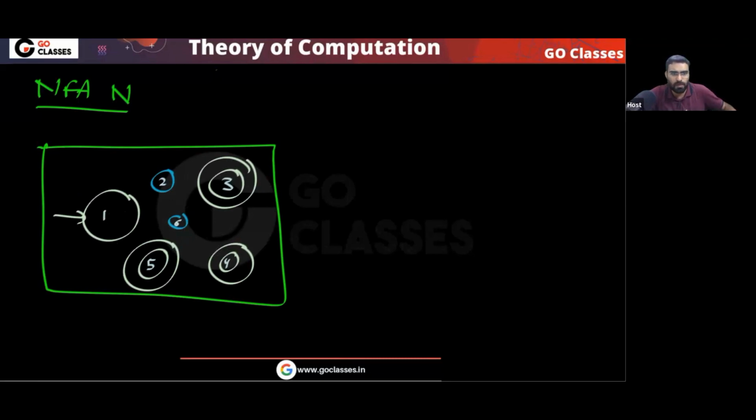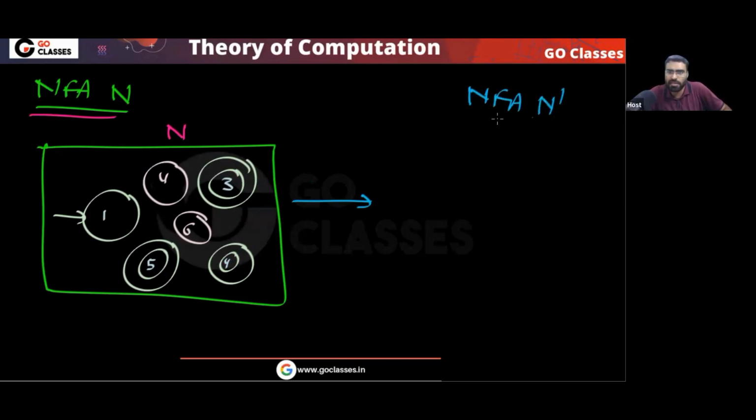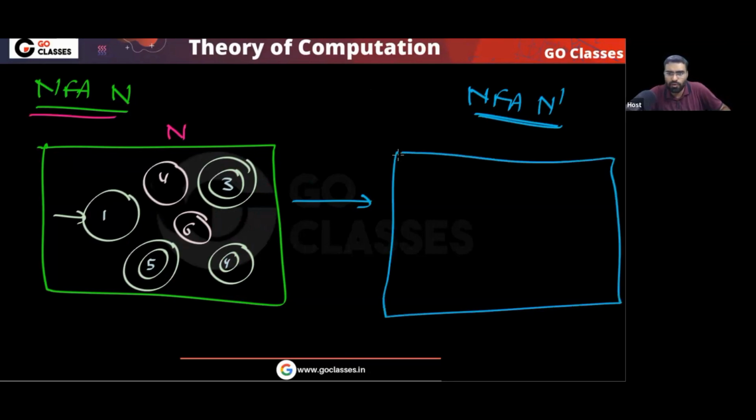Now you can notice in this NFA N there are 3 final states. But I want a single final state. So what I can do is create a new NFA from the same NFA.